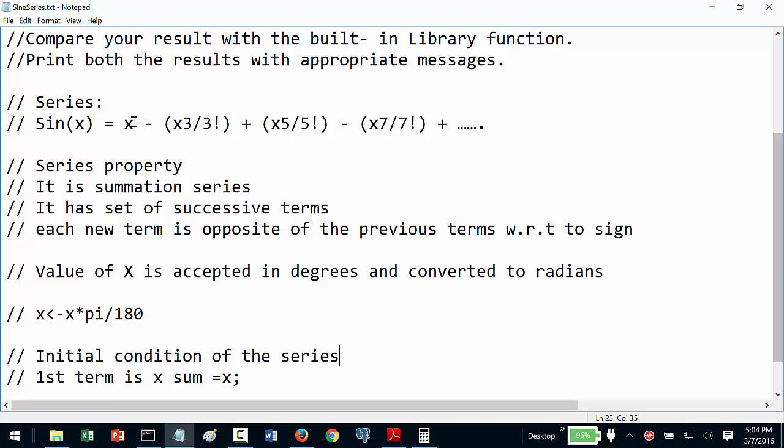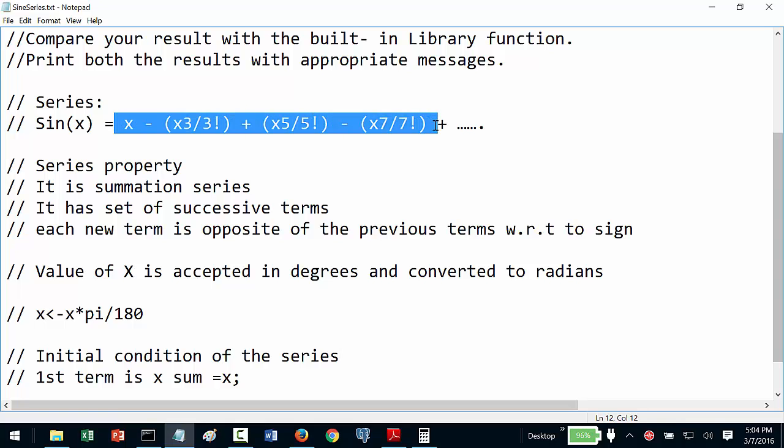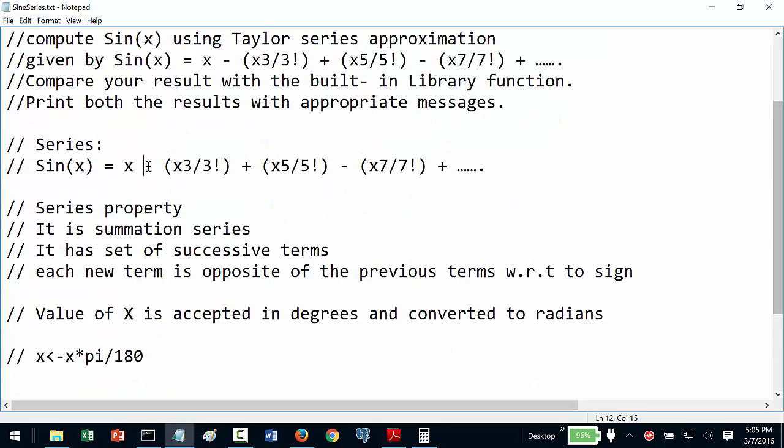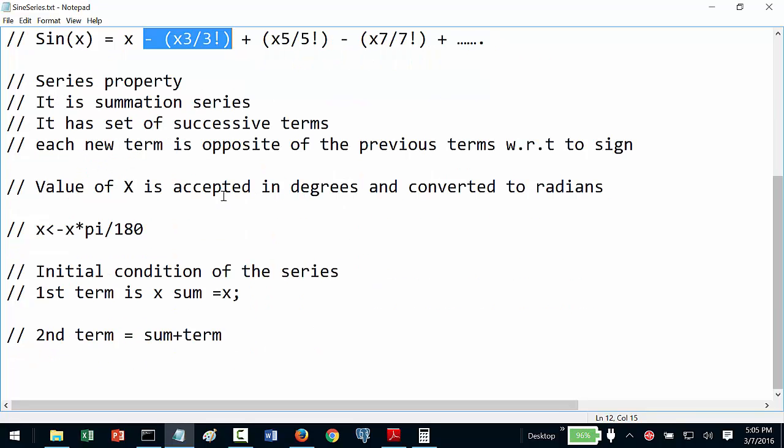So the more terms you are able to generate, the more accurate the result will be. That's what it actually means. Now if you look at my second term, since it is a summation of series, it will be the previous sum plus my term. In this case, my term is negative, minus x cube by 3 factorial.